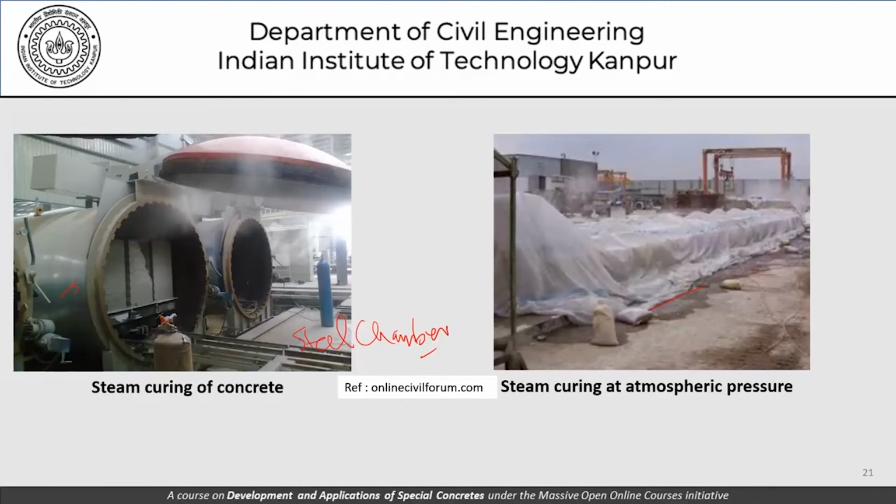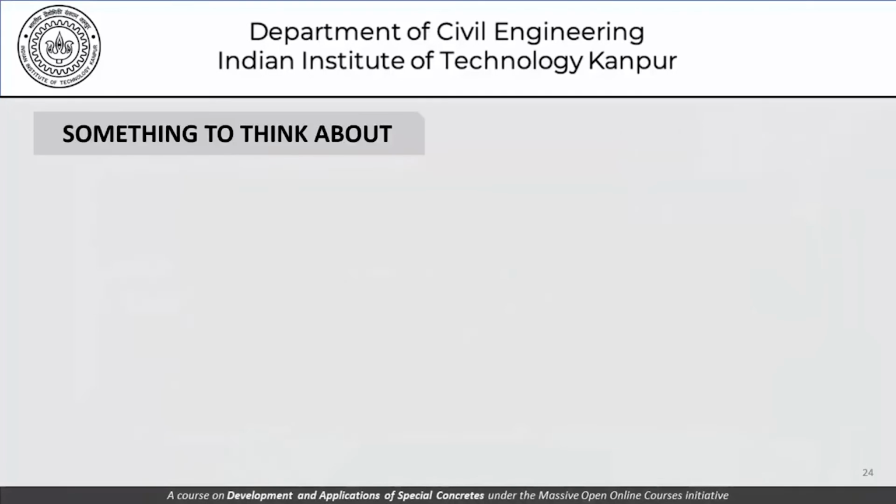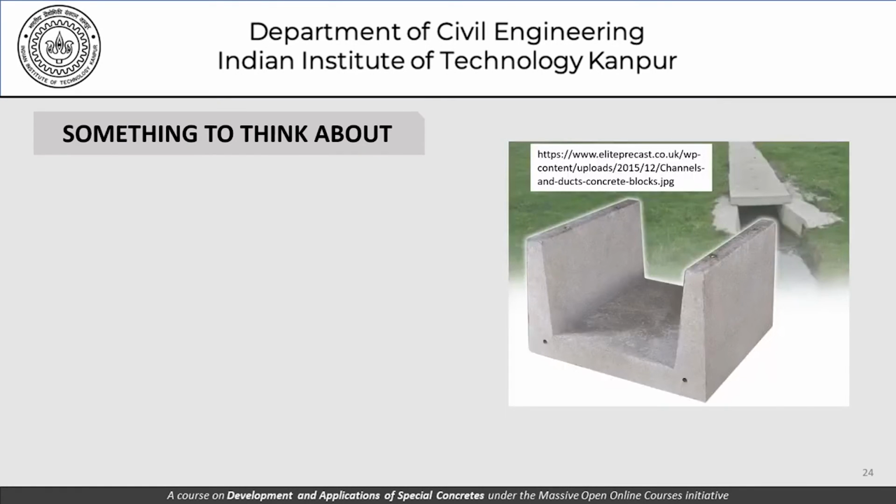So with this, we come to an end of our bird's eye view of precasting and the kind of considerations which are involved. And here we have some simple references which you could probably look up to enhance your knowledge and try to understand this process better. Before we close our discussion, let me try to give you an assignment to think about. Let's take a look at this very simple looking U-shaped channel which has to be precast. I'm not giving you the dimensions, but we'll try to discuss how the process is to be planned.